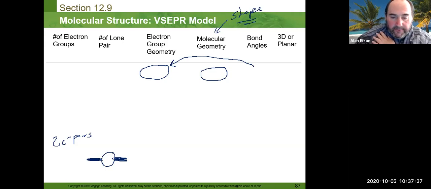The other really important thing when we're doing geometry, and only when you're doing geometry, is that when you go to the central atom, which is always the one you want to look at, you want to count all double bonds and triple bonds.